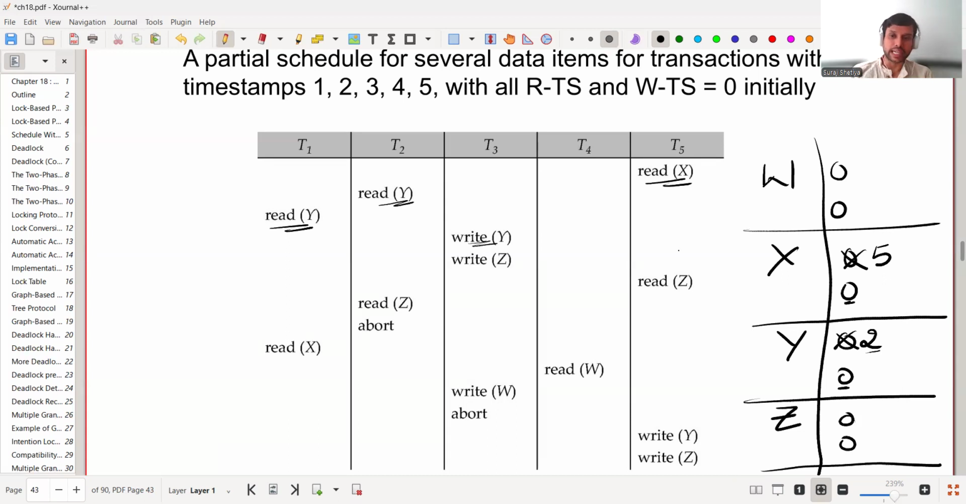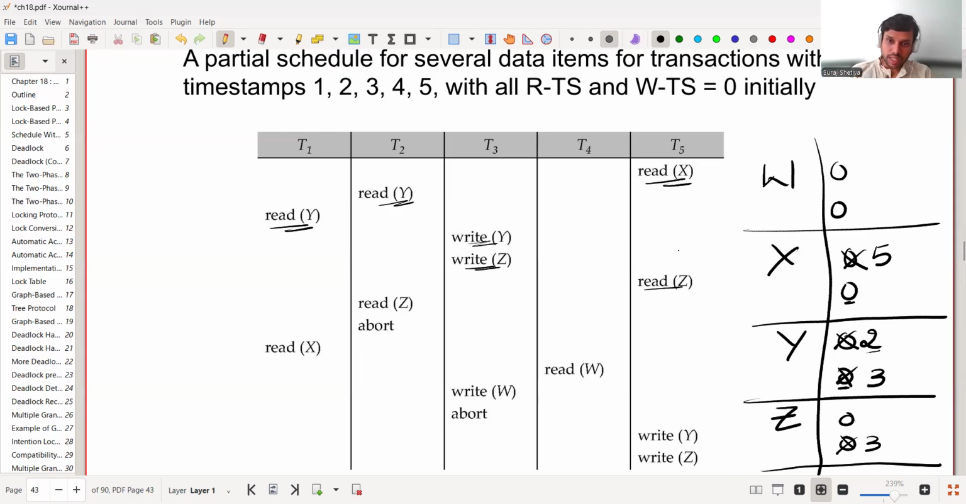T3 is now trying to write Y. Okay, so now we have to check both the read and write timestamps. So if you look at the write timestamp here, the write timestamp is 0, read timestamp is 2, and 3 is greater than both of these, because of which I can happily write this. So this write does not conflict with anything. Let's now look at this write of Z. Well, both are zeros here. Both these are zeros. So I'll update the write timestamp to 3. And there's no conflict so far. 3 is greater than both the zeros.